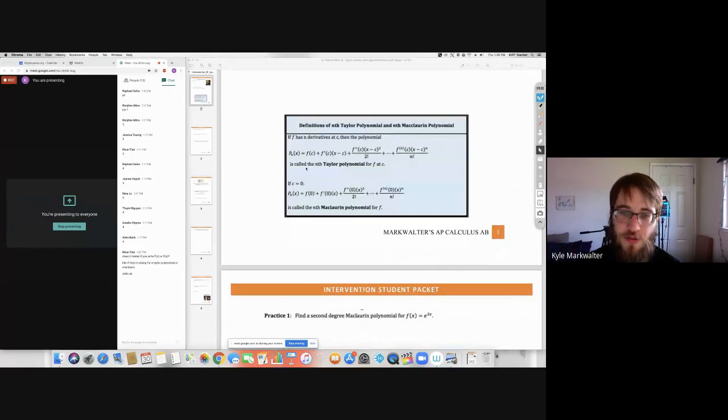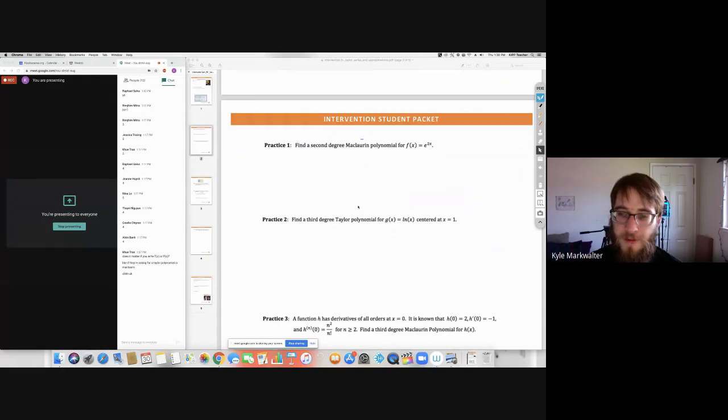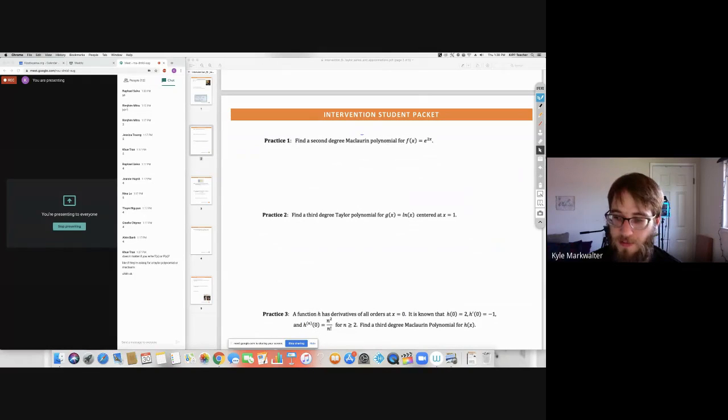Here is our general formula again for these Taylor-Maclaurin series. All right. I want to do one more as an example, and I want you to practice some, okay? Let's find the second degree Maclaurin polynomial. So this means we go up to the second derivative.